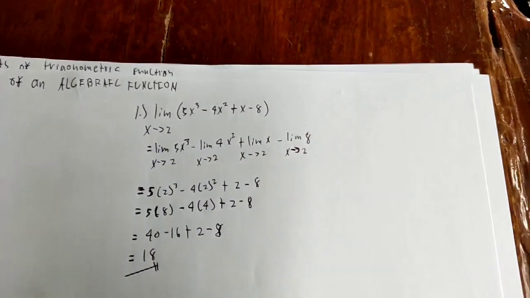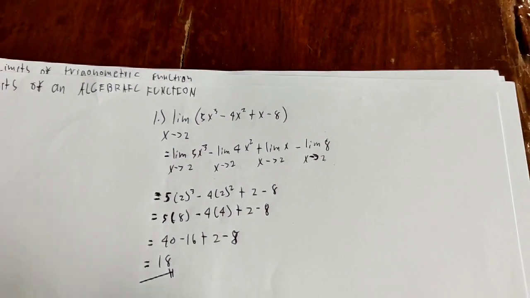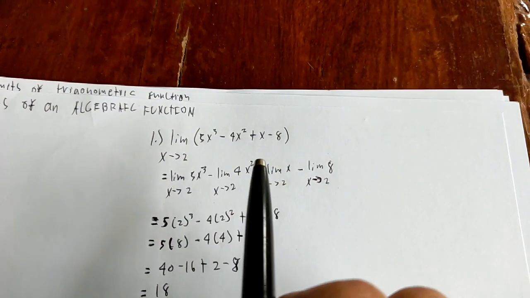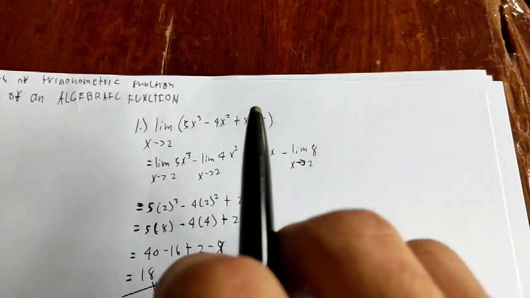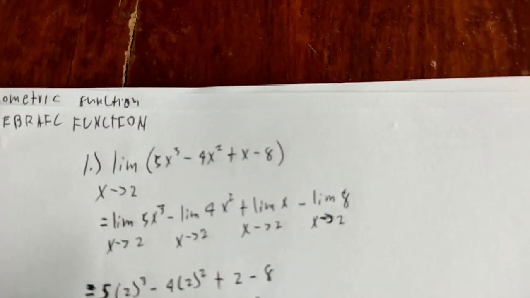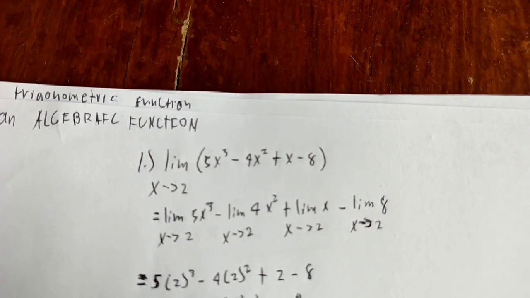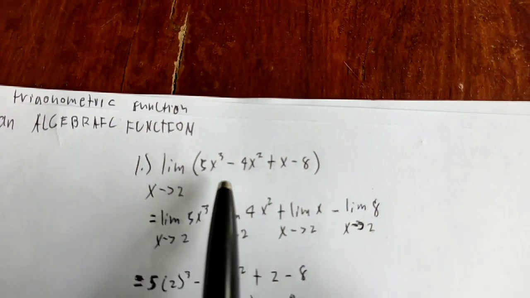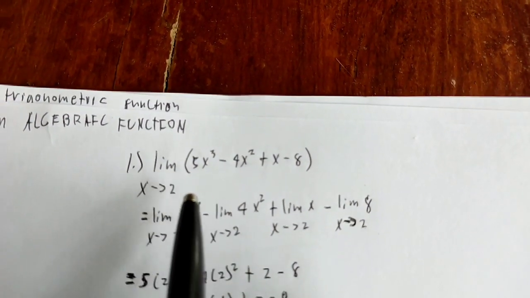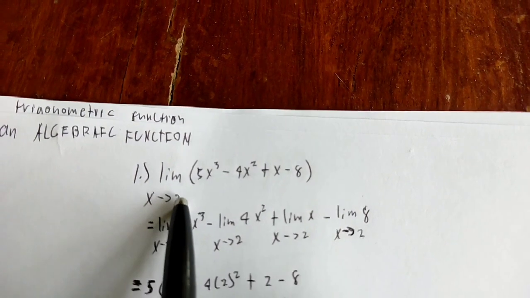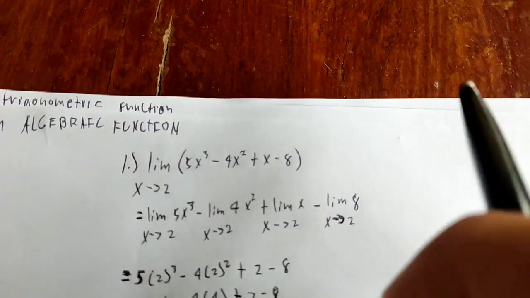So for example, number 1, we have the limit of 5x cubed minus 4x squared plus x minus 8 as x approaches 2. As we all know, if you see a polynomial, you can already use direct substitution here. Direct substitution means you can input the x approaches to 2 in every x present in the terms.